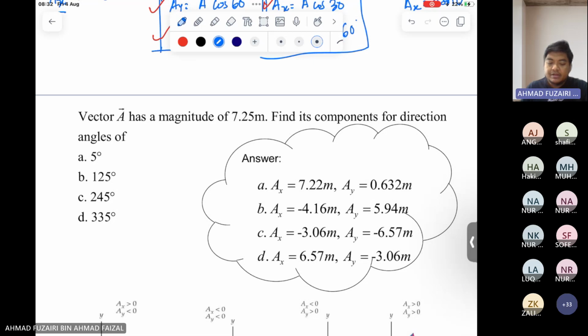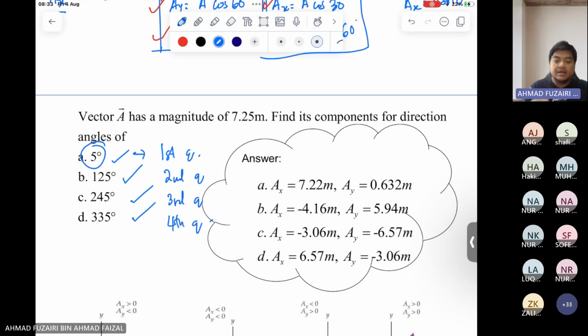Okay. For example, a vector A has a magnitude of 7.25. Find its components for directions of angle 5 degree, 125 degree, 245 degree, 335 degree. If you look carefully, 5 degree duduk dekat first quadrant. Okay, 125 duduk dekat second quadrant. Yang ni duduk dekat third quadrant. Yang ni duduk dekat fourth quadrant.